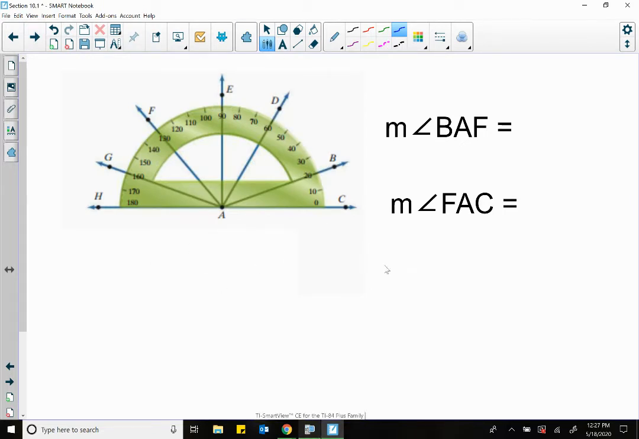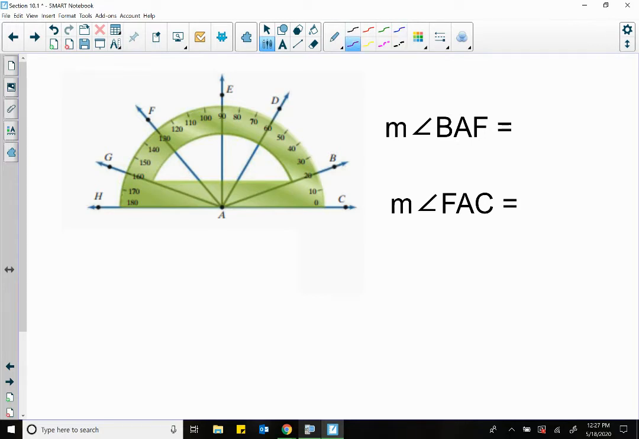And they're going to say, find me the measure of angle BAF, or find me the measure of angle FAC. So all they want you to do is read the protractor and tell me how many degrees that angle measures, okay? So I'm going to do the first one with you, just to walk you through, and then I want you to do the second one on your own.